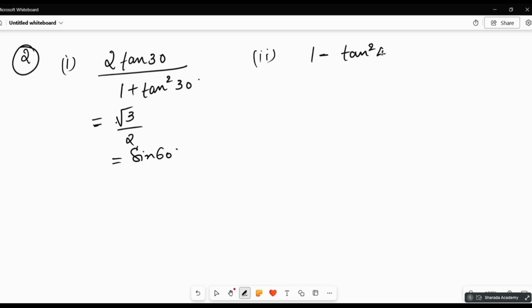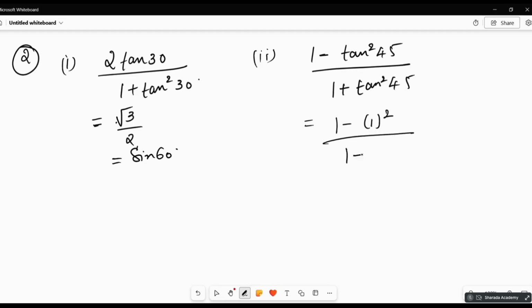Do the second one now, everyone. 1 minus tan square 45 by 1 plus tan square 45. So tan 45 is 1, so 1 square by 1 plus 1 square. 1 square is 1, 1 minus 1, 0 you will get. So it is equal to 0. Third one, listen.